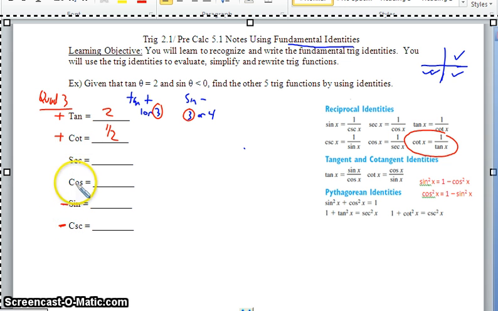Last thing I have to figure out is, what about my cosine and secant? Well, let's go back over here in the third quadrant. Cosine are the x values. Well, these x values are negative here, so therefore the cosine and secant are both going to be negative. So it's going to be really important that you do this before you start your problem, because you'll tend to have answers down here and you'll forget whether your answer should be positive or negative.